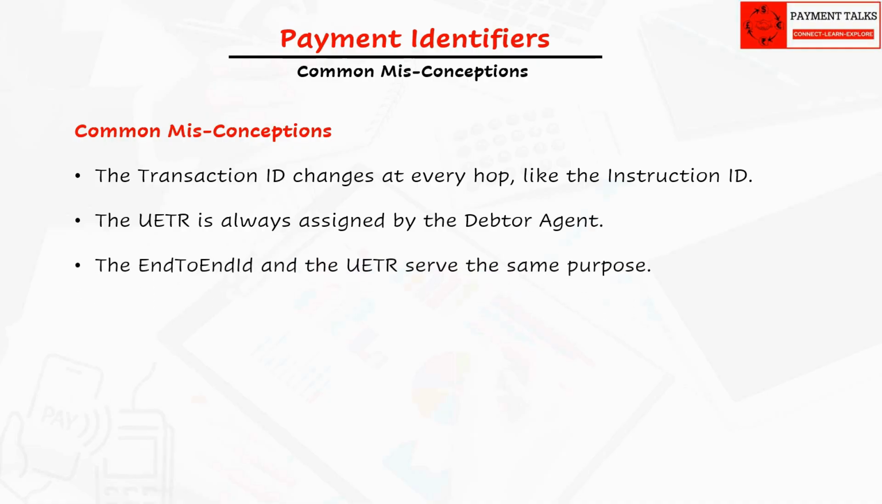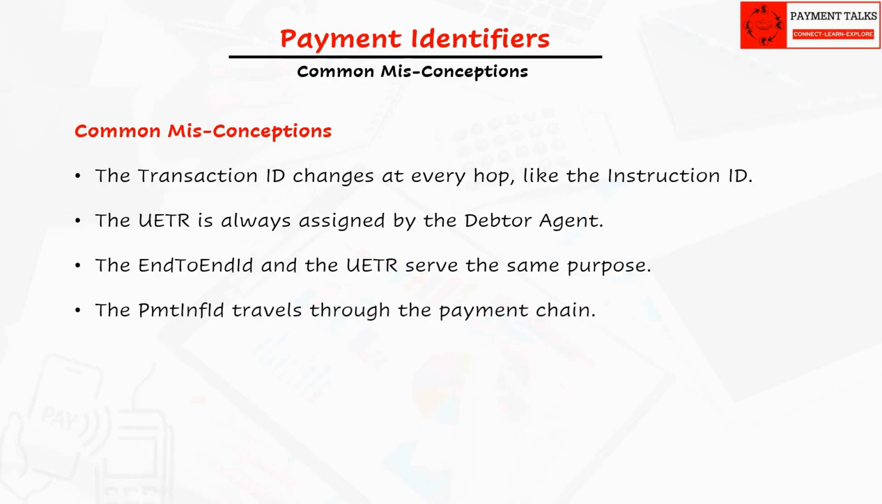Next, the end-to-end ID and the UETR serve the same purpose. They do not. The end-to-end ID is a business reference created by the corporate to reconcile the payment against an invoice or order. It serves the corporate treasury or ERP system. The UETR is a tracking reference created within the banking network to trace a cross-border payment across SWIFT. Different ownership, different scope, different audience.